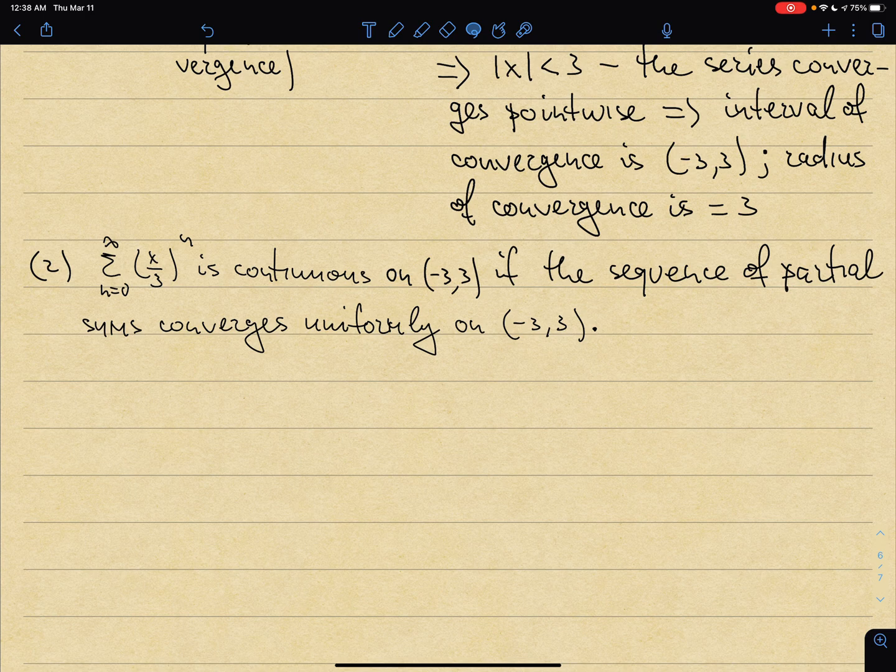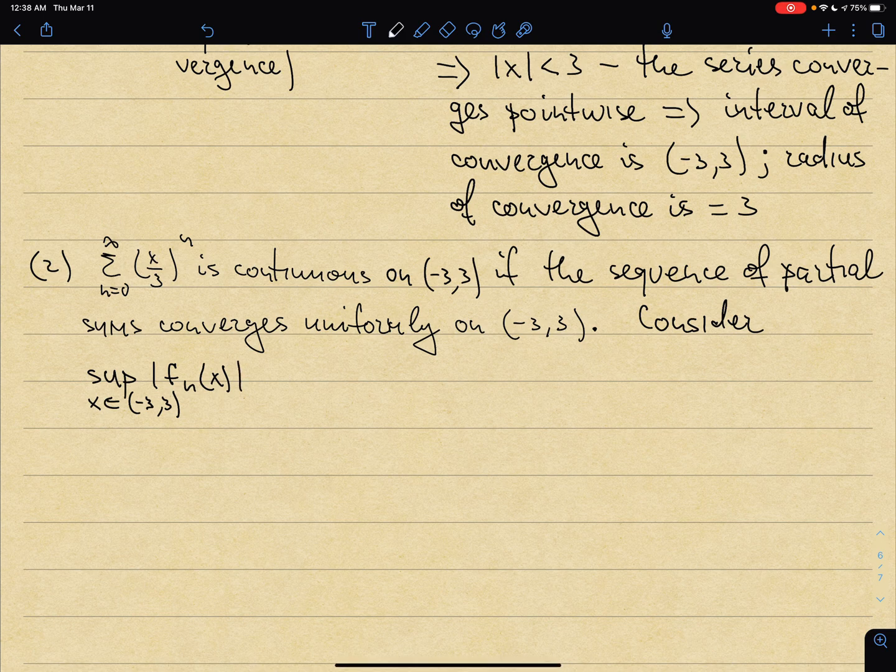So how did it go? Let's consider the supremum, x in (-3, 3), of absolute value of f_n(x).